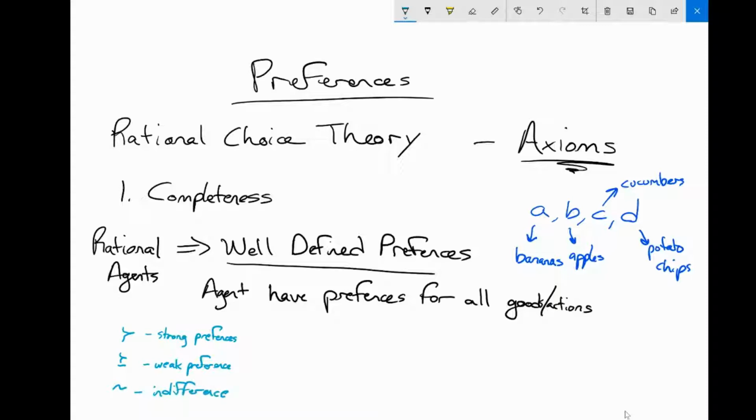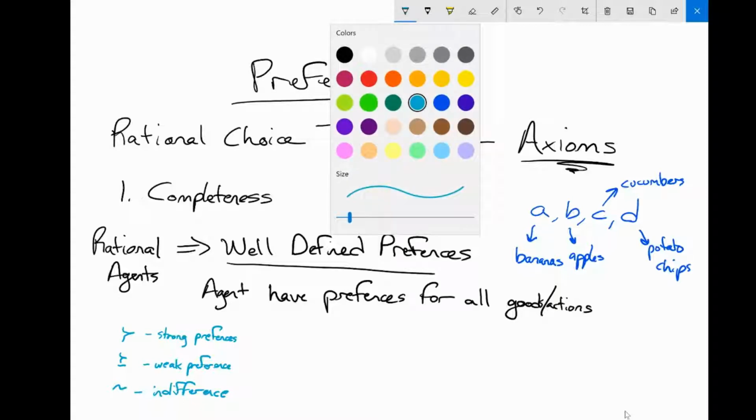Okay, so what I'm going to present to you is that according to rational choice theory, we are assuming that agents have well-defined preferences. That means they are able to relate all possible goods and actions through some degree of preference. They can relate any of these goods one to another in some consistent manner. That means their preferences, what they prefer, is stable and well defined.